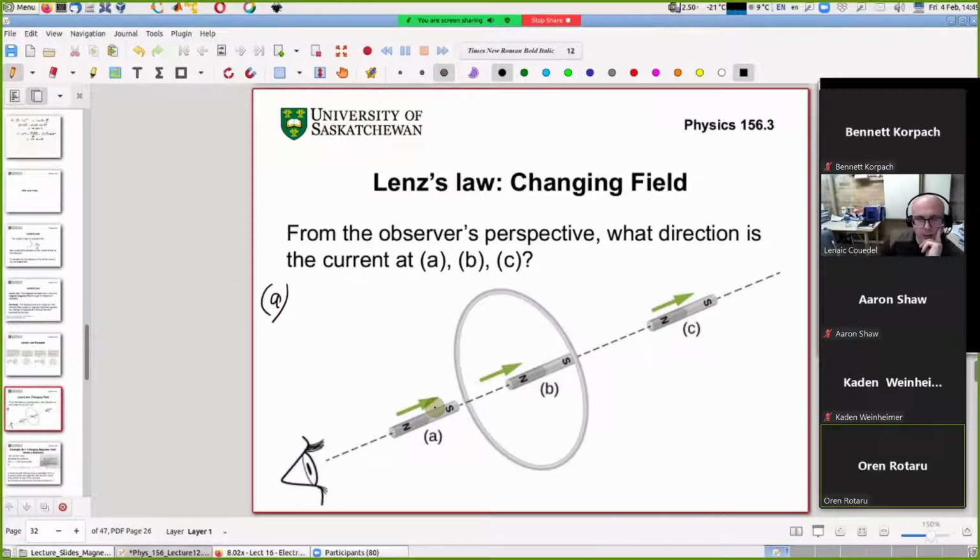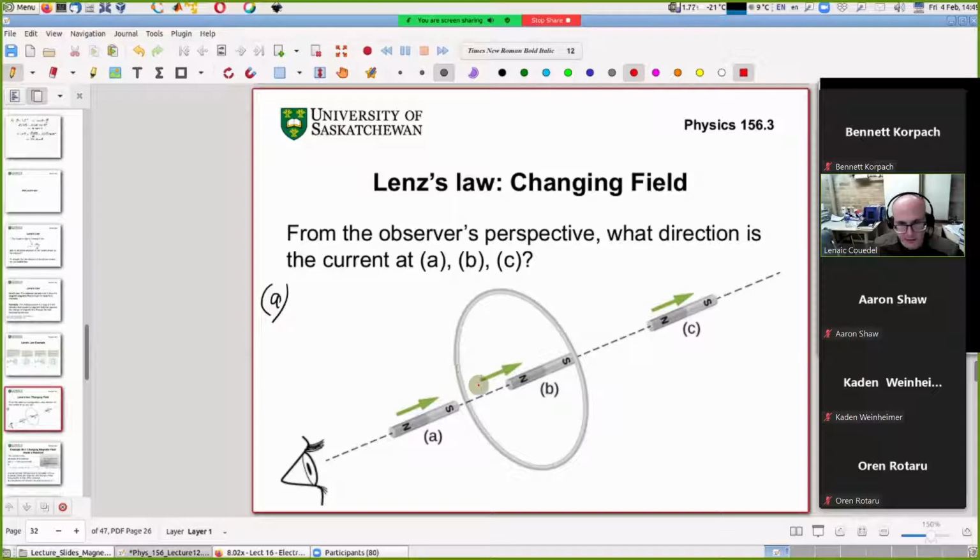Clockwise. And why? Because the magnetic field by the magnet is going towards us, so the opposing magnetic field made by the current would have to go into the paper, which means that with the right-hand rule, it would have to be going clockwise. Exactly. So I will just draw what you say.